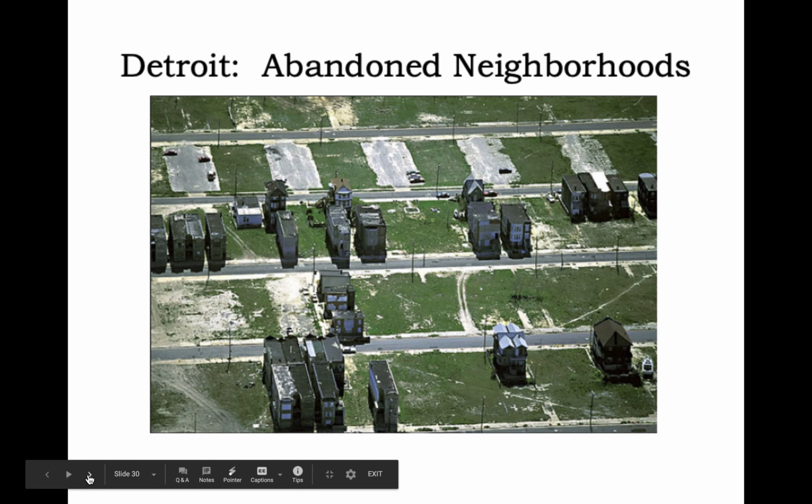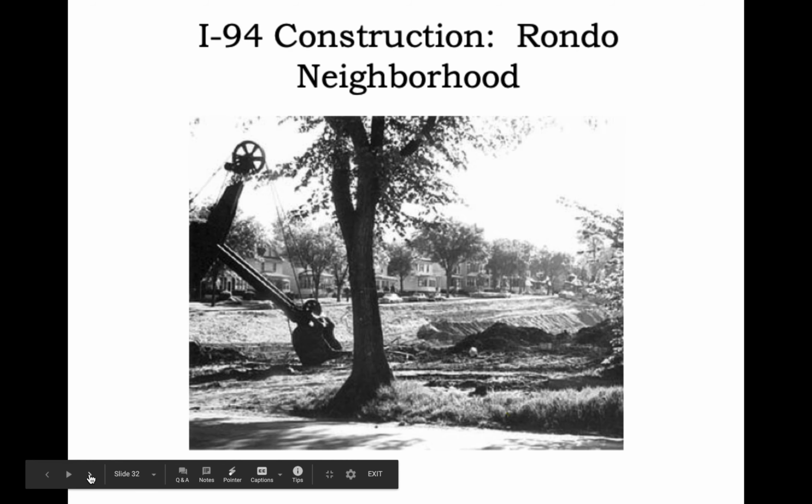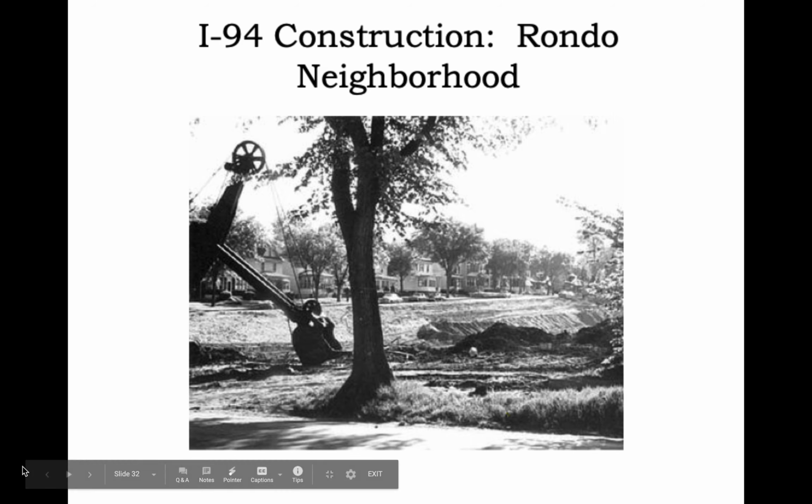And here's Detroit. Again, abandonment as a result of loss of industrial jobs, deindustrialization. We can look at most of the residents in the 1920s would have been in and around the central cities of both St. Paul and Minneapolis. I-94, when white flight happened in the 1950s, 60s, the Rondo neighborhood was constructed, and the Rondo neighborhood was built along I-94, and it was an enclave for African or Black Americans.